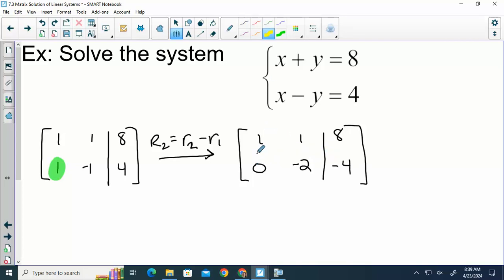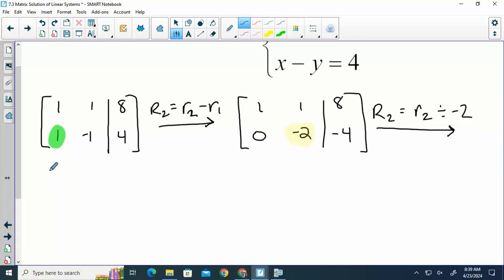Yep, we want the ones on the diagonal, so we need row 2, column 2 to be a 1. What would be the easiest way to turn that into a 1? So row 2 equals row 2 divided by -2, or you could say times -1/2, means the same. So row 1 didn't change. We have 0 divided by -2 is still 0. -2 divided by -2 is 1, and -4 divided by -2 is positive 2.